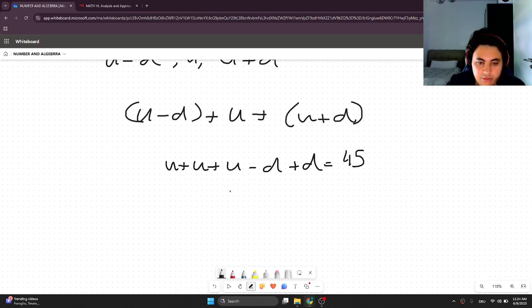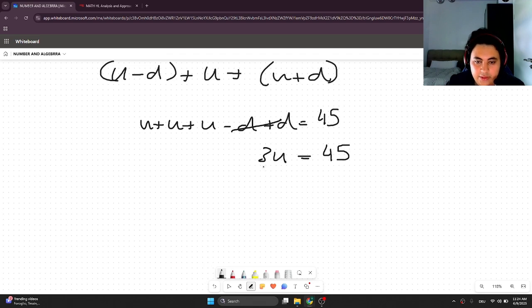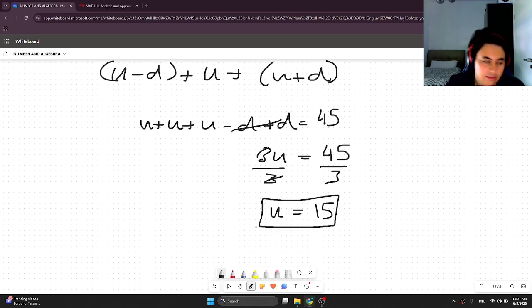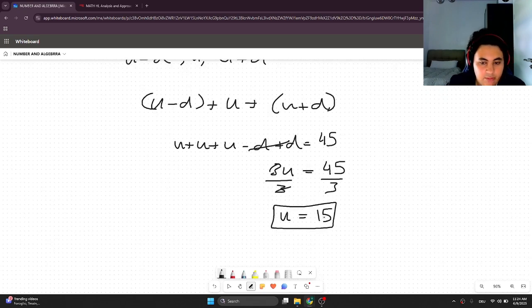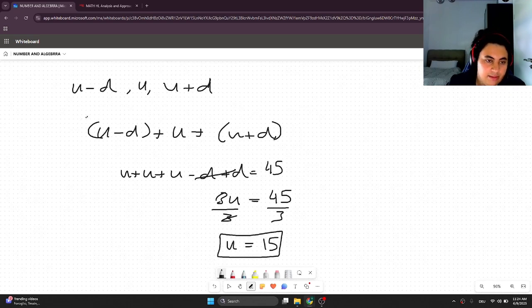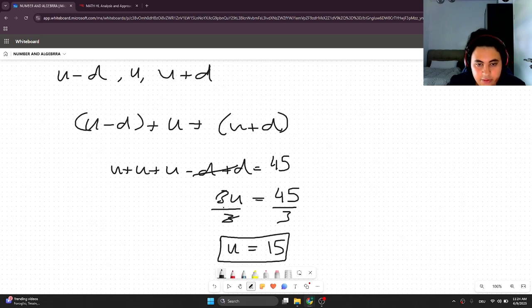Cool. So u plus u plus u is 3u. And then negative d plus d cancel out, because it's just 0. And that will equal 45, right? So you have 3u is equal to 45. We're going to divide both sides by 3. These two cancel, so you have u is equal to 45 divided by 3, which is 15. So you already found u, and that is 15. So you found the middle term. Now what we're going to focus on is trying to find the value of d. What is the common difference?